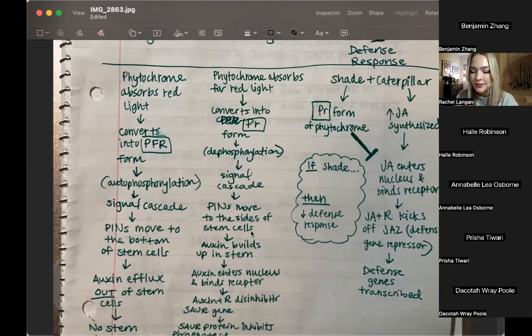Ben? Can you hear me? Yeah. Okay, I had a question about the signaling cascade of PFR or PR. Does that go through the nucleus, or is that purely in the cytoplasm? I think technically you don't have to know this, but technically the PFR does go to the nucleus and the PR does not. Okay, cool. Thank you. You're welcome.